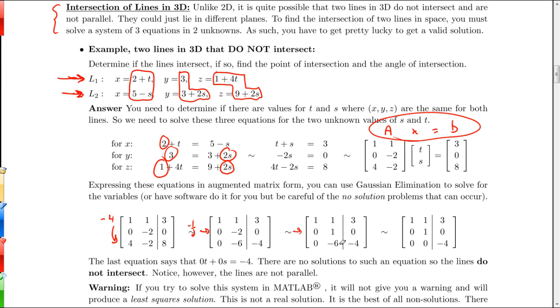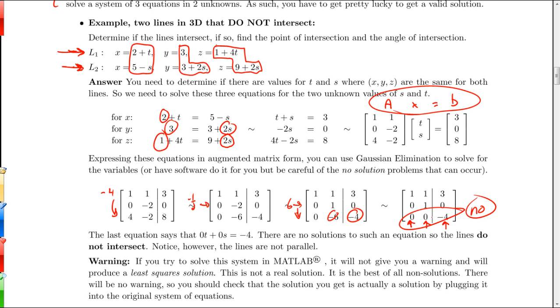So I'm going to multiply the second row by 6 and add it to the third row. It'll make that go away, but that will still be a -4. So this is your final matrix, and it's the augmented matrix in row echelon form. What you should notice is this last equation says that 0 times t plus 0 times s equals -4. That can't be, right? You can't take 0 times s and add it to 0 times t and get -4.